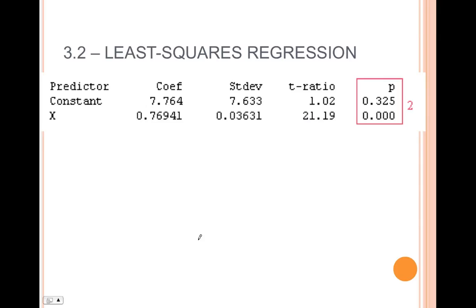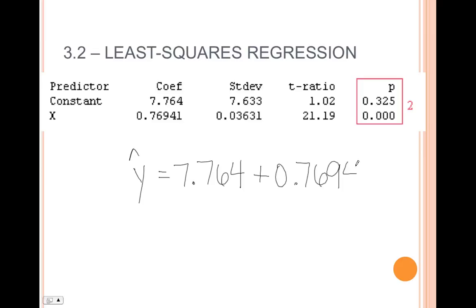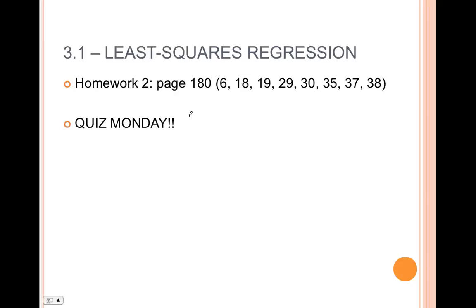Here's another example. I want you to write the equation of the least squares regression line. Pause the video for just a second. Okay, this really should have taken you 10 seconds. I get y hat is equal to a, the y-intercept, which is 7.764, plus b, the slope, which is 0.76941 times x. This is a, and this is b. Okay? And that's it for today's lesson.